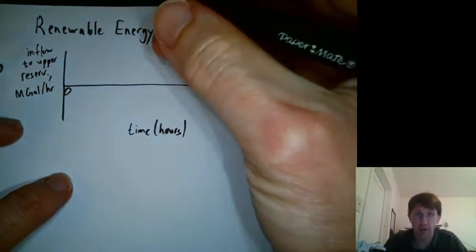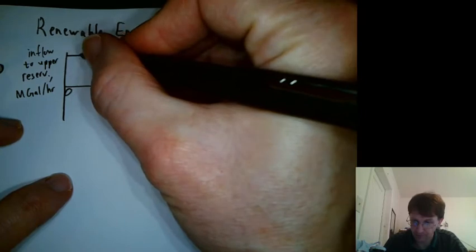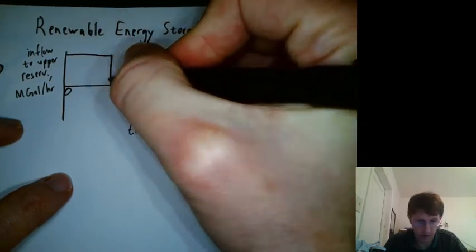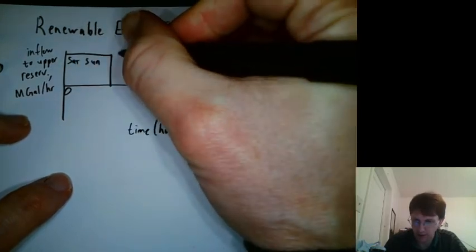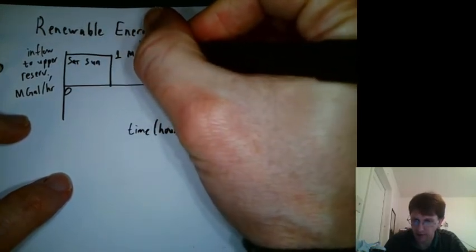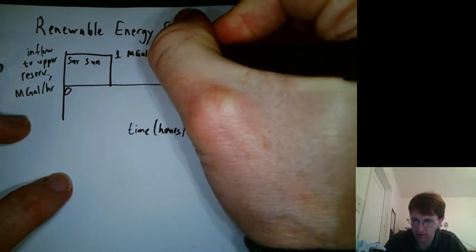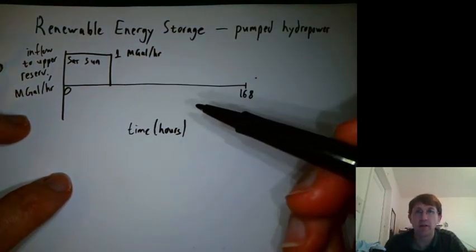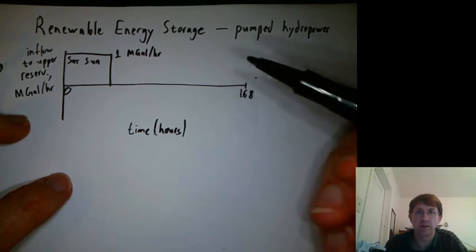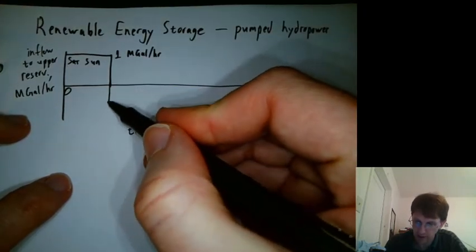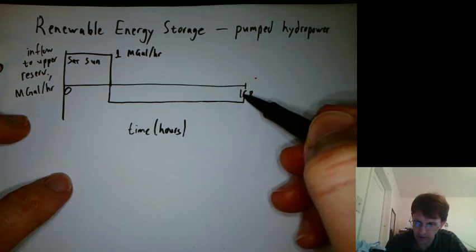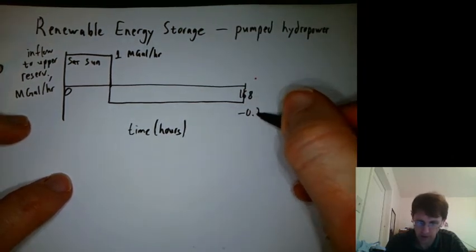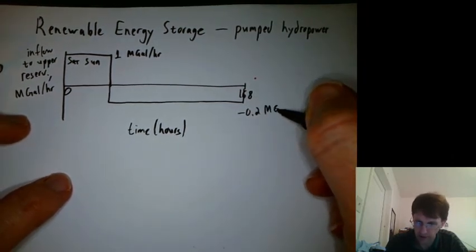So if they're pumping during the weekends, that would be high during the weekends, so we'd have Saturday and Sunday, and let's say that's 1 million gallons per hour. But then during the weekdays, there's no inflow to the reservoir when they're letting water out of it. It's negative inflow, it's outflow, and let's say that's negative 0.2 million gallons per hour.